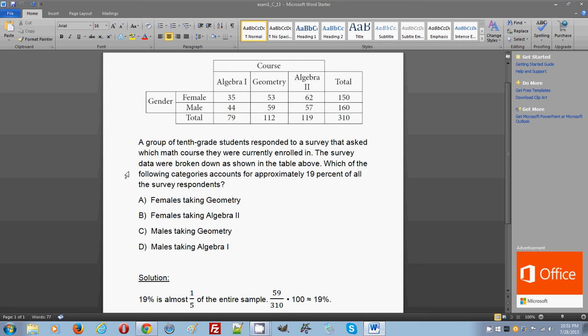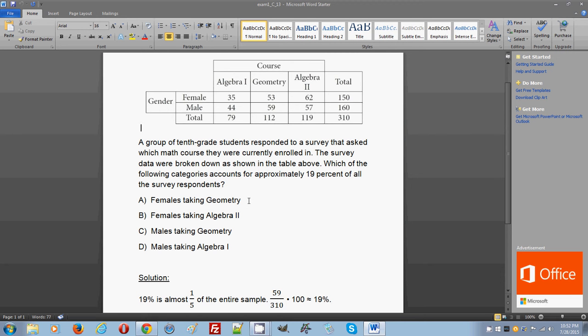Now let's see what they ask in this problem. A group of 10th grade students responded to a survey that asked which math course they were currently enrolled in, right? The survey data was broken down as shown in the table above. Which of the following categories accounts for approximately 19% of all the survey respondents? So they give you 4 answer choices, and they want you to pick the one that corresponds to about 19% of all the survey respondents, right? So you have to choose an answer choice that accounts for about 19% of the entire group of 10th grade students. So let's check the first answer choice.